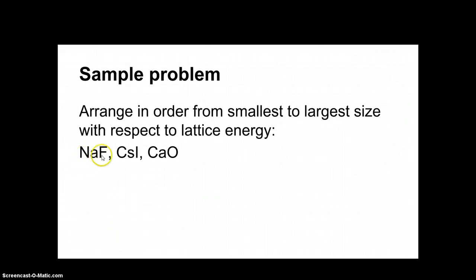We have Na and F. Each one of these is going to have a 1 plus. We have Cs and I. Looking at the periodic table, each one of these has a 1 plus. And then we have CaO. Each one of these has a 2 plus and a 2 minus.